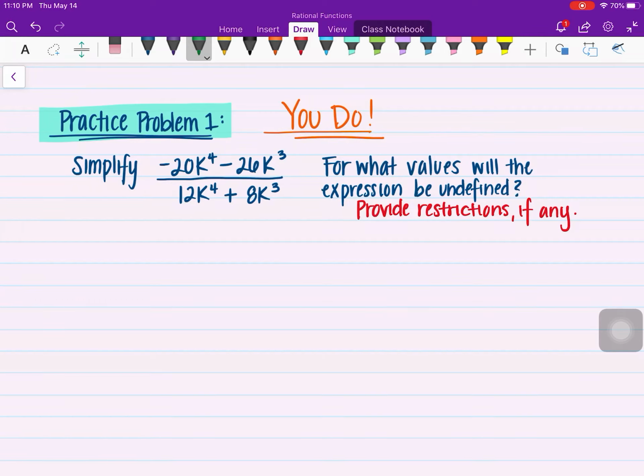Alright, you guys, so let's go ahead and get started on this practice problem here. Our goal once again is to simplify the expression, and in order to do this we need to factor out both the numerator and denominator to see what we could cancel out, what we could eliminate.